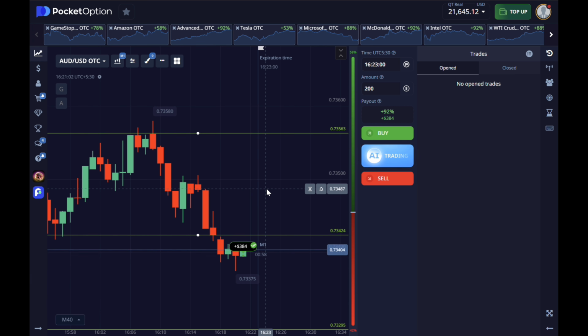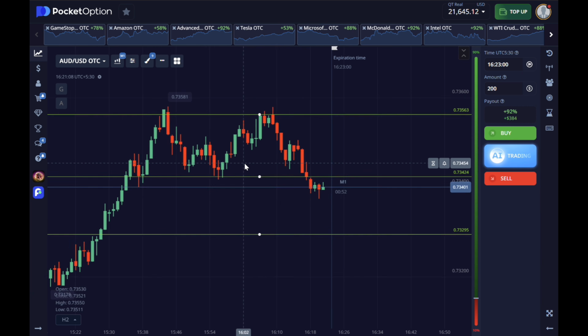So guys, finally this trade of mine has been in profit and has won. A green candle has formed. Sorry, a red candle has formed.